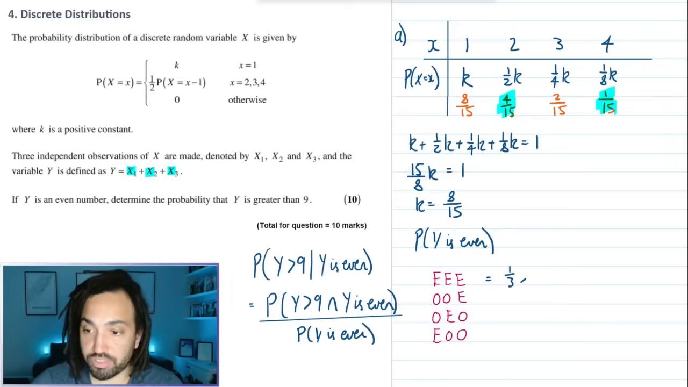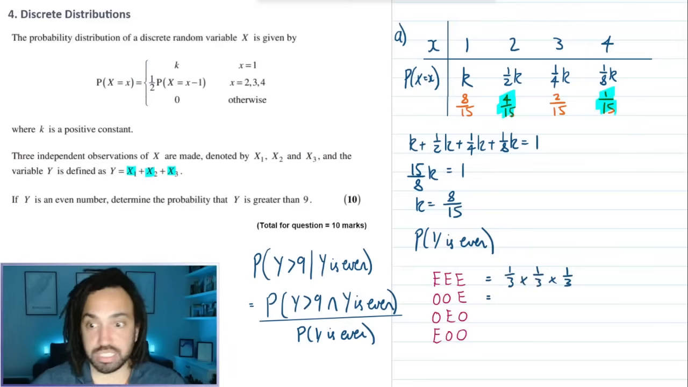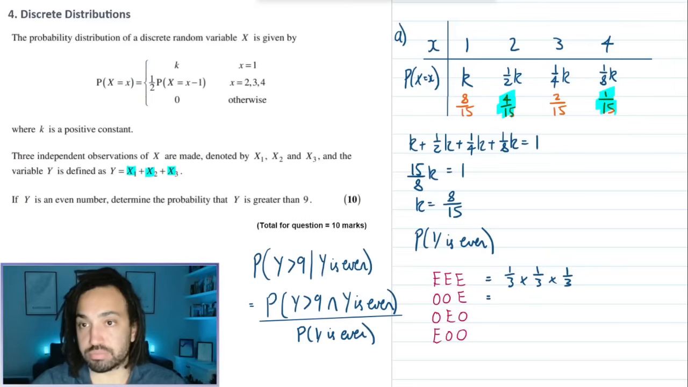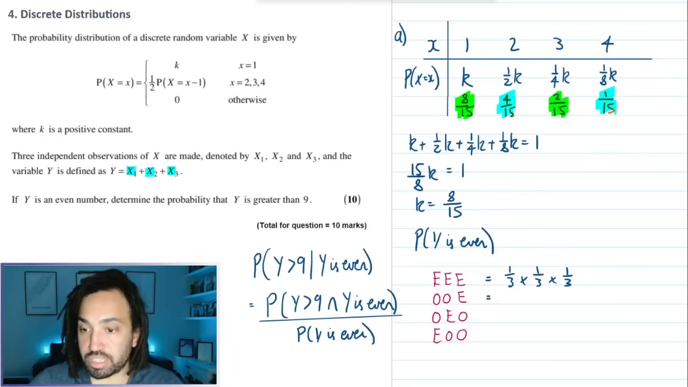So it was a third times a third times a third. And what's the chance of getting an odd? Of course, that would be the complement of getting an even. So that's 10 out of 15, which is 2/3. So this will be 2/3 times 2/3 times 1/3.